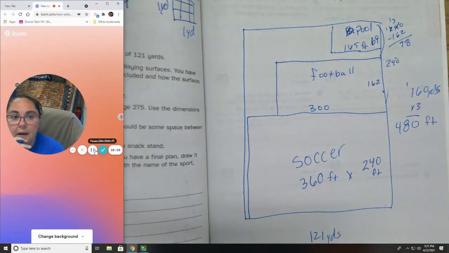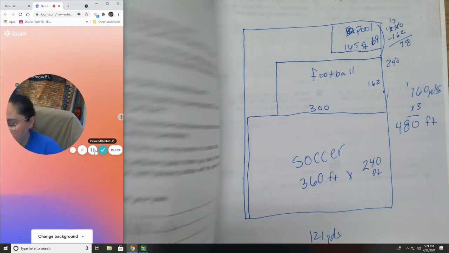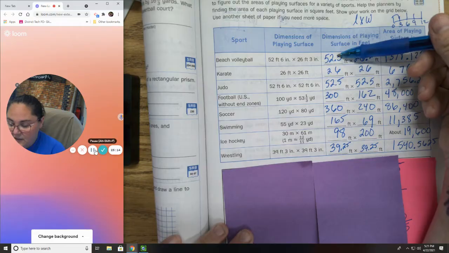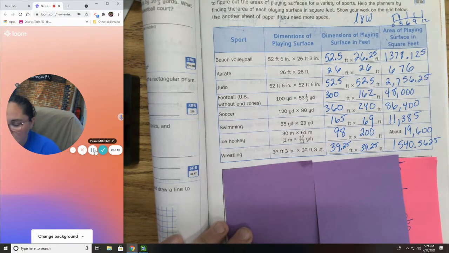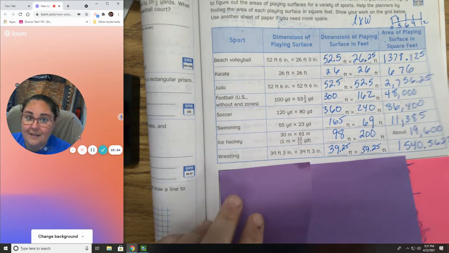Done. Now, I still have plenty of space. There are options. I could do a lot of different things there. I could maybe do a beach volleyball section. I could do karate. I maybe could do a judo section. So now I can do a lot of different things with my athletic center.